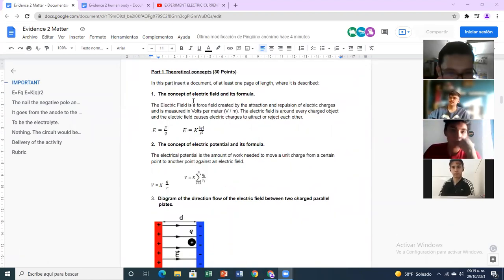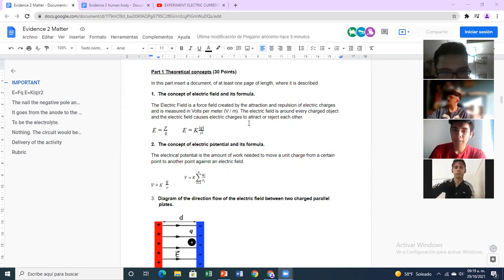First is the concept of electric field and its formula. The electric field is a force field created by the attraction and repulsion of electric charges, and is measured in volts per meter. The electric field is around every charged object, and it causes electric charges to attract or repel each other. And this is the formula.